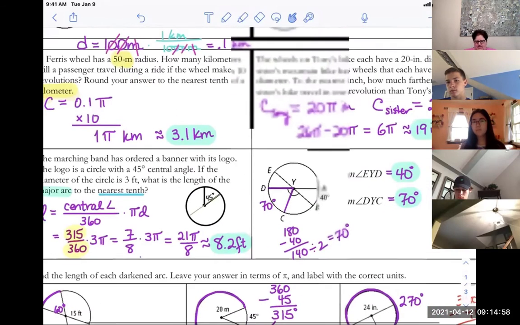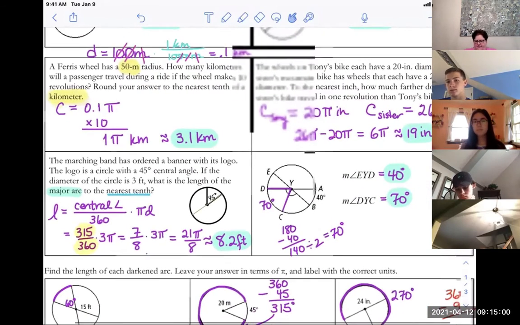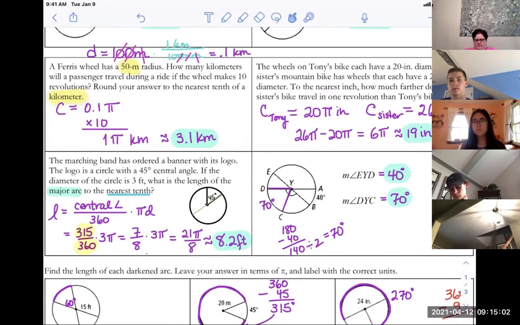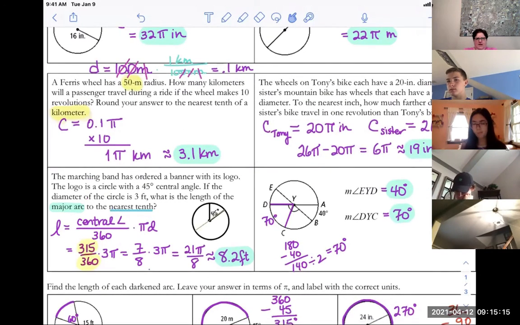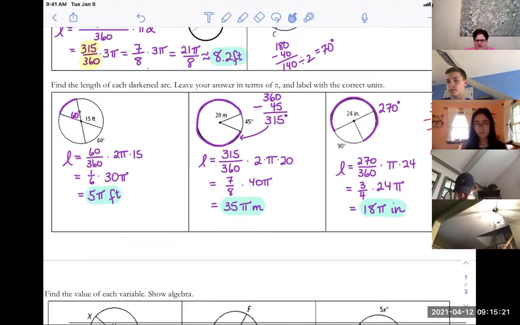Okay, questions on the ones in the middle there? When we're talking about a tire revolution, that is referring to circumference, if that's not obvious. Questions on the middle 4 on that page? Okay, here are the ones at the bottom.